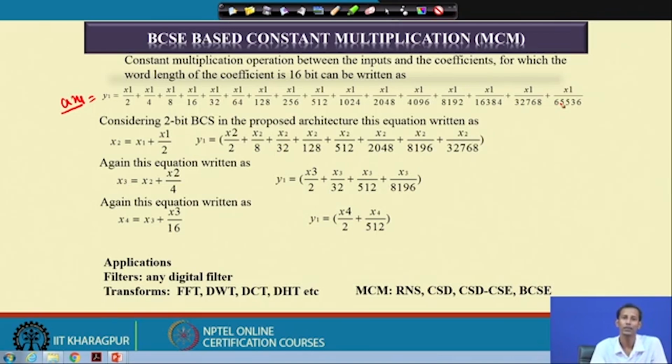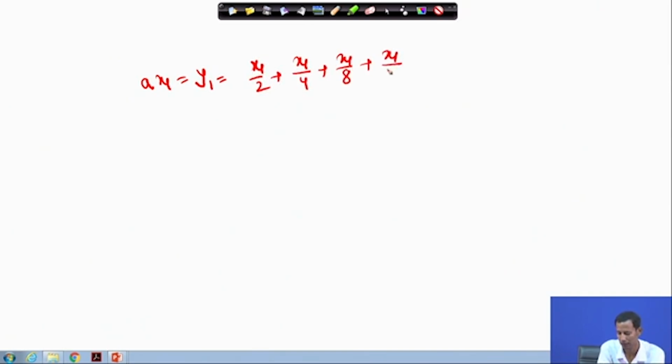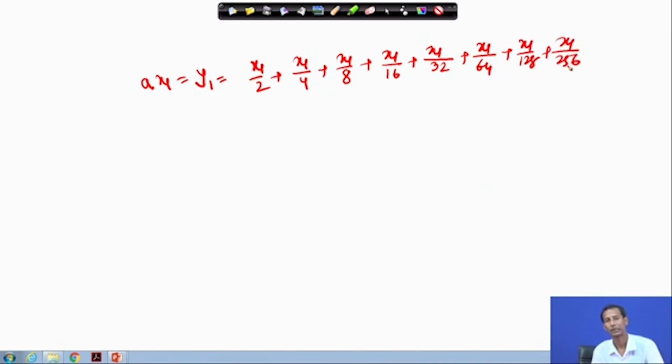So, in here we have considered 16 numbers. Let us consider 8 numbers. Okay. So, if I consider 8 numbers, A into x1 which is y1 can be written as x1 by 2 plus x1 by 4 plus x1 by 8 plus x1 by 16 plus x1 by 32 plus x1 by 64 plus x1 by 128 plus x1 by 256, right.